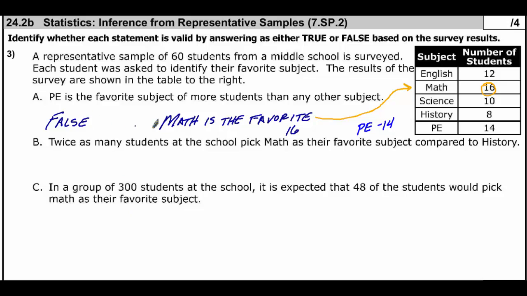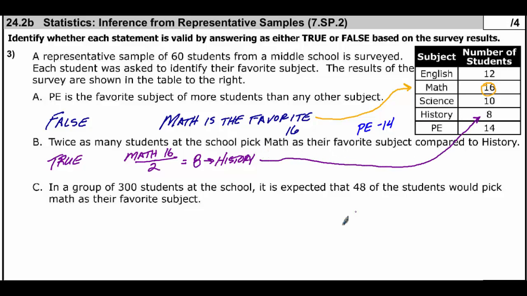Next statement. Twice as many students pick math as pick history. That is a true statement. We know that there are 16 students who pick math. So the math has 16 students. If you divide that by 2, you get 8, which is the number of students who like history. They tell us that right here in the table. Another way to say it, you could also write it as there are 8 students who like history and another 8 students who like history to get up to the 16 that like math. This is history, this is history, this is math.